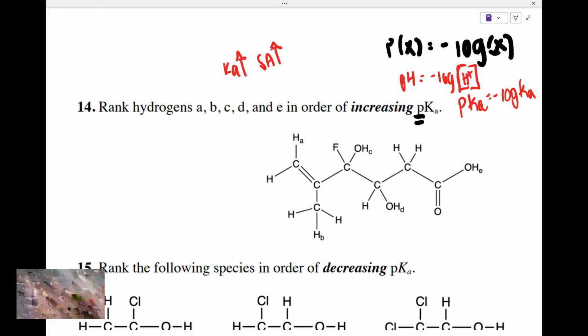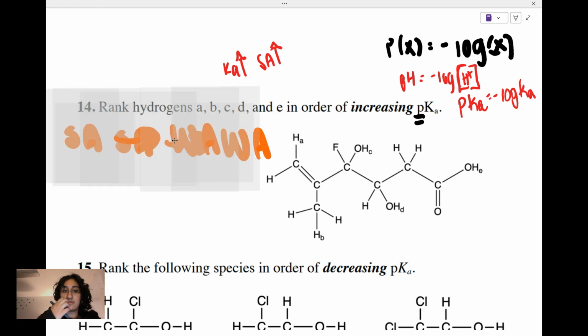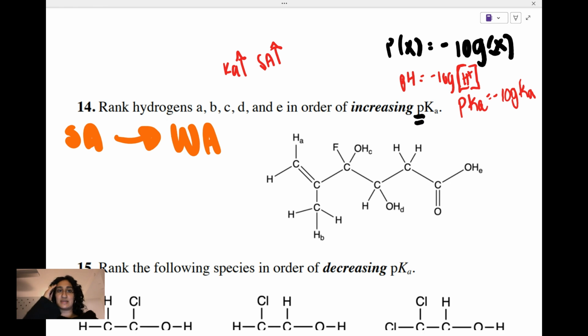It's inverse. So in this case, increasing pKa means we're going from low pKa to high pKa, right? So that means low pKa is a stronger acid, high pKa is a weaker acid. So we're going from strong to weak acid here. Strong acid to weak acid, okay? That's what we're looking for in our ranking. Don't miss points on those. It's very easy to miss points on that label of increasing, decreasing, pKa, Ka. So be very careful and vigilant about that.